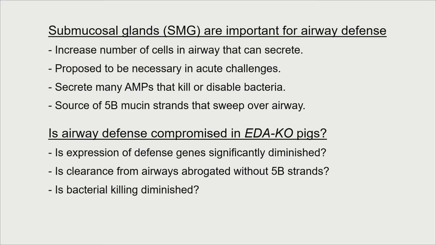So submucosal glands are important for airway defense. They increase the number of cells that can secrete. They're proposed to be necessary in acute challenges when you're hit with bacteria or particles and you want a stream of stuff to come out of the glands. They secrete many of the AMPs that kill or disable bacteria, and they're the source of 5B mucin strands that sweep over the airway. So we ask if airway defense would be compromised in these EDA knockout pigs. We first ask if expression of defense genes was significantly diminished, if clearance from the airways was abrogated because they didn't have 5B strands, and if bacterial killing was then diminished.